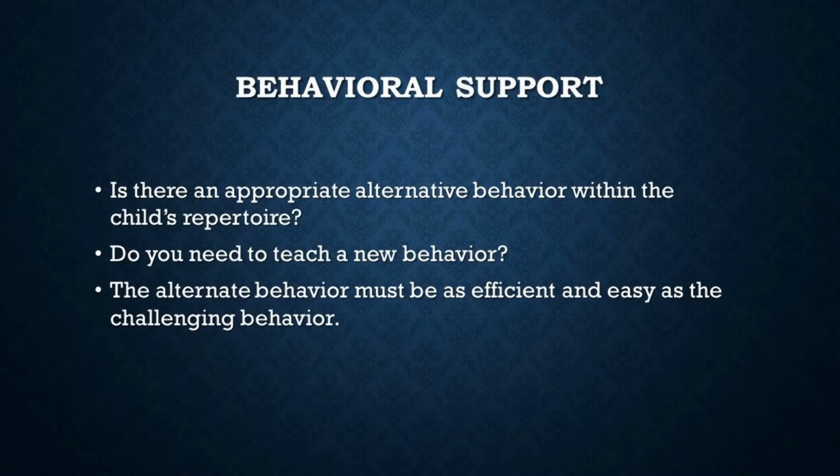Behavioral support, which includes the appropriate alternate behavior we've been talking about, requires us to determine whether there is an appropriate alternative already within the child's repertoire or if we need to teach an appropriate alternate behavior. In either case, the alternate behavior must be as efficient and maybe even easier than the challenging behavior.